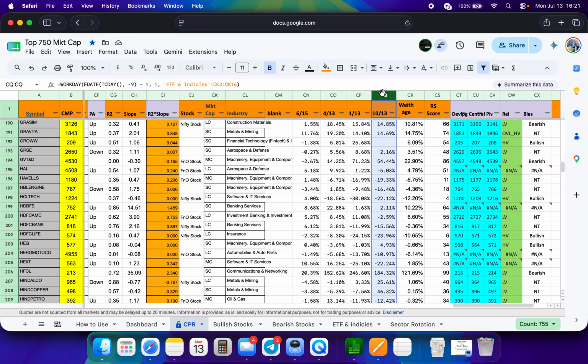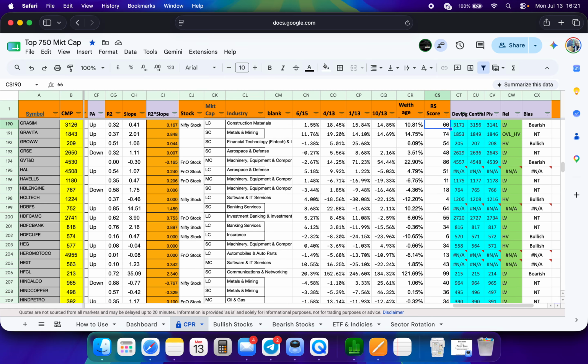Now all these 1, 3, 6 and 9 month buckets, I take a weighted average score. Okay, and then a relative ranking is developed. So when, based on certain setup and criteria, out of 750 you get 50 stocks which are bullish, this relative strength helps you to reduce from 50 to 10. This is the meat, this is the core nucleus of the whole sheet.